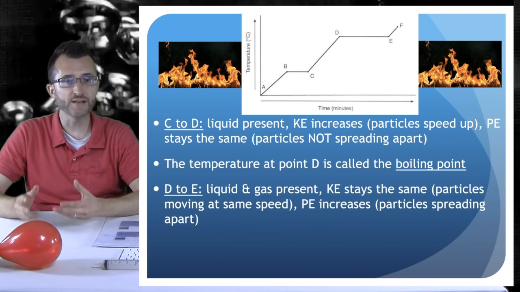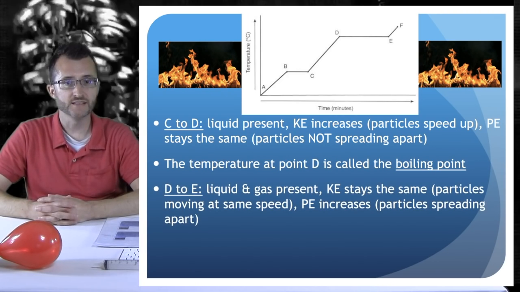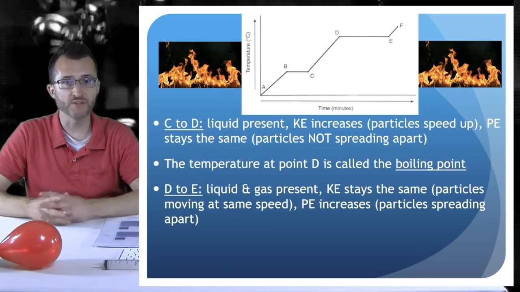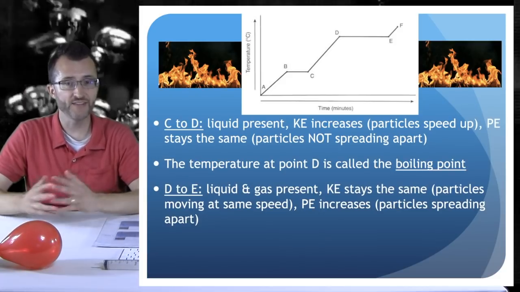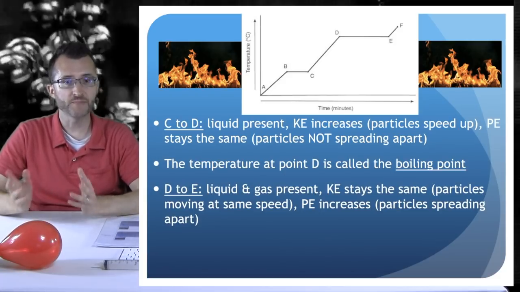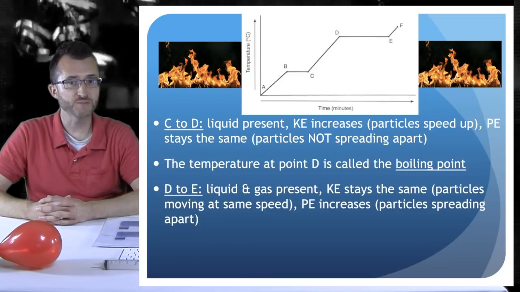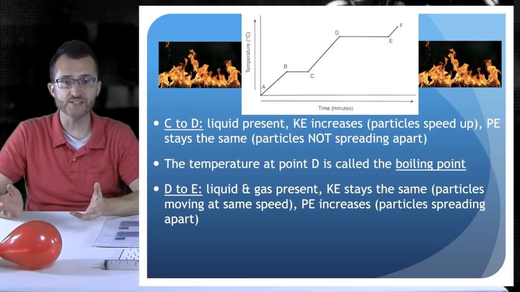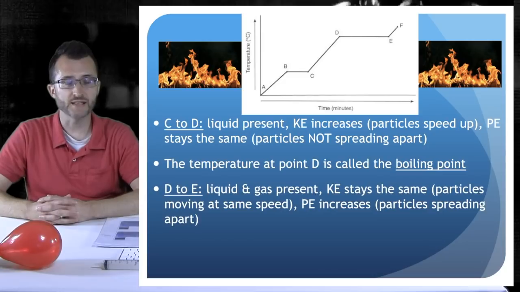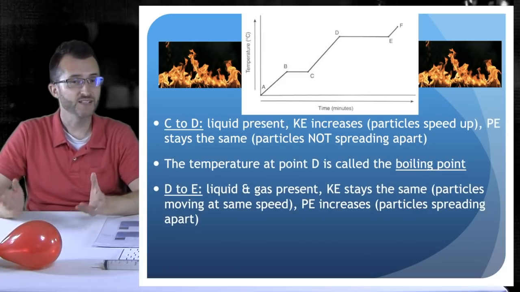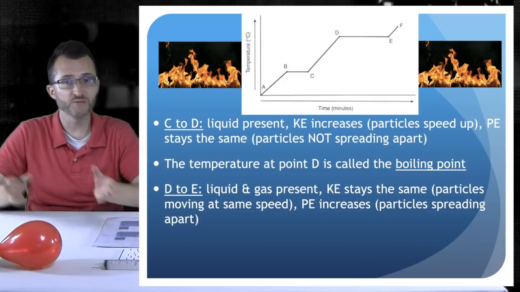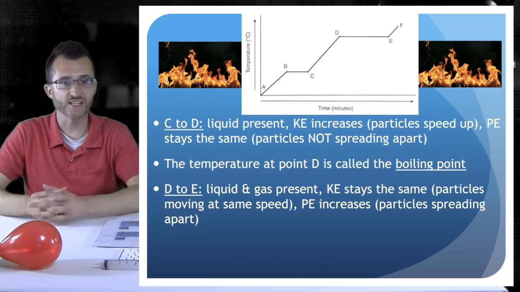So from D to E, we have both liquid and gas present. The kinetic energy stays the same. Notice it's flat, right? It's flat there. It's not changing for the temperature, and the particles are moving at the same speed. However, the potential energy is increasing because the particles are spreading apart. This is a phase change. You can associate flat region with phase change, flat phase change.